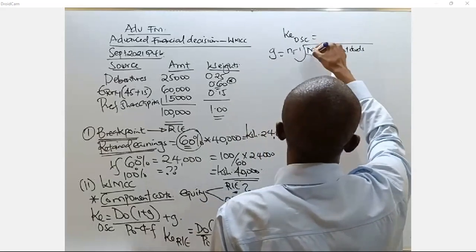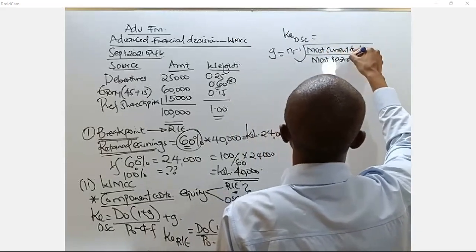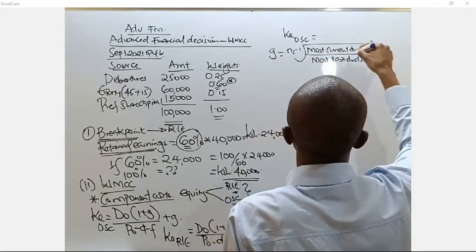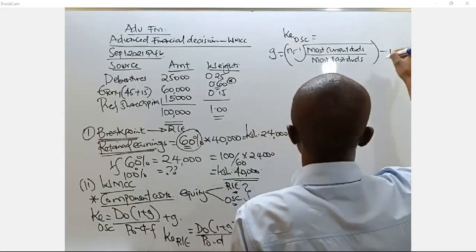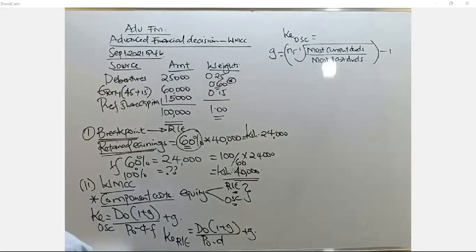The most current dividend, you divide by the most past dividend. Then all of these, you subtract 1. Now, in this case, you might not be able to identify the most current, but the examiner has given you the earnings per share, and then we also have the dividends per share.